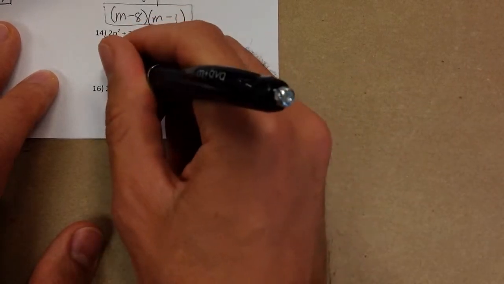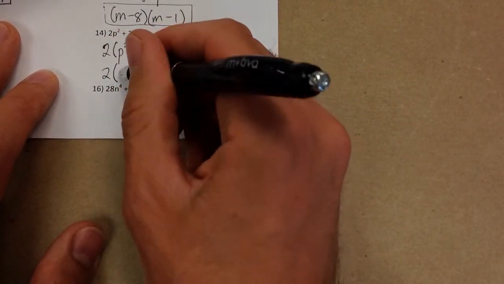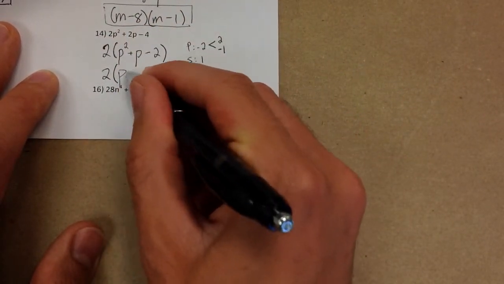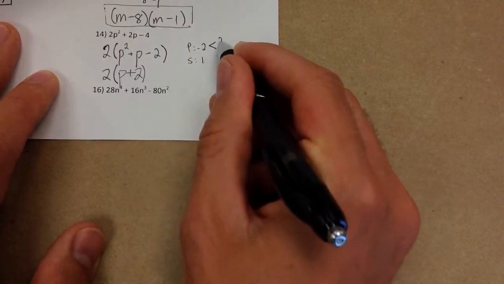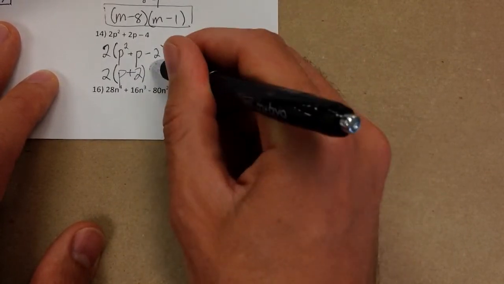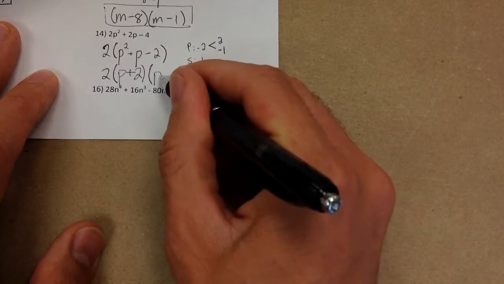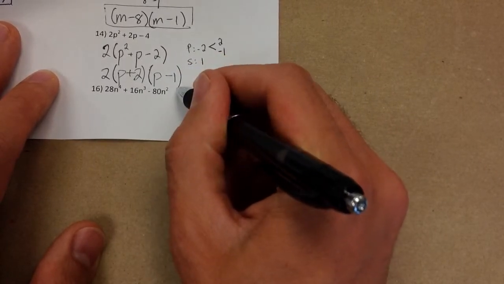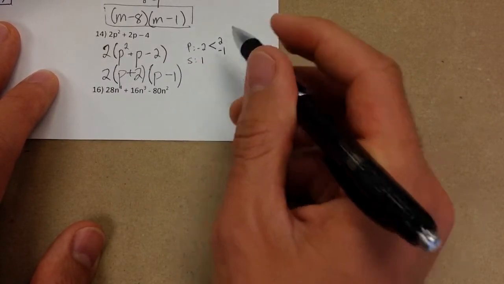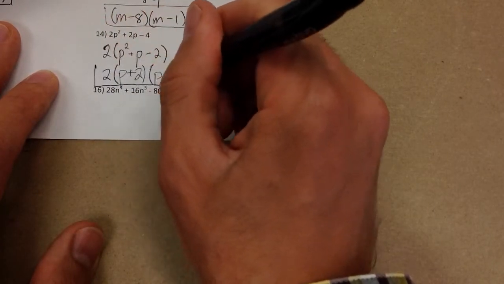Now we can write the fully factored form. It's 2 times p plus 2, the 2 I'm obtaining from this number, times p minus 1, the minus 1 obtained from this number. Now it is fully factored.